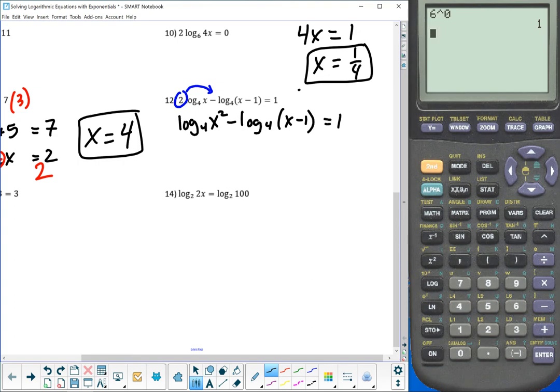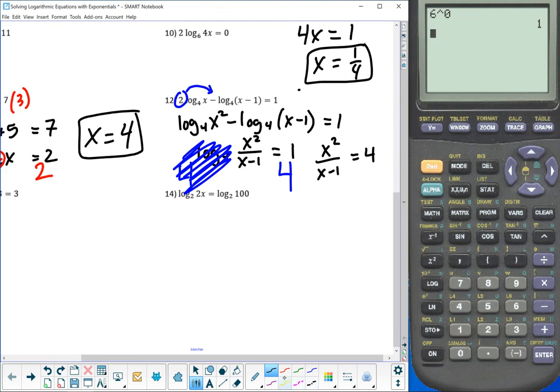Next, I see that this is a subtraction, which means I can condense this with a quotient rule. So this will condense down to log base 4 of x squared on top of a fraction and x minus 1 on the bottom of a fraction equals 1. And since this is log base 4, I'm going to exponentiate with a base of 4 on that, and this is going to cancel out. So I will have x squared over x minus 1 equals 4 to the 1 power.